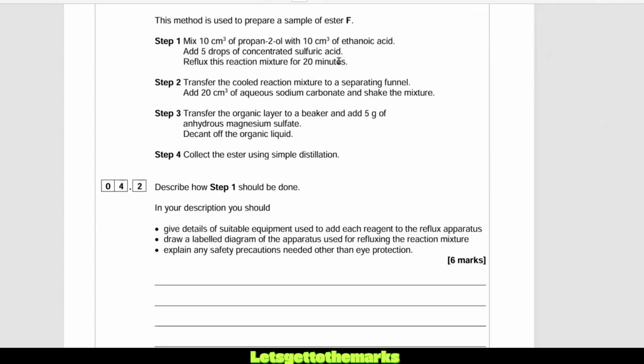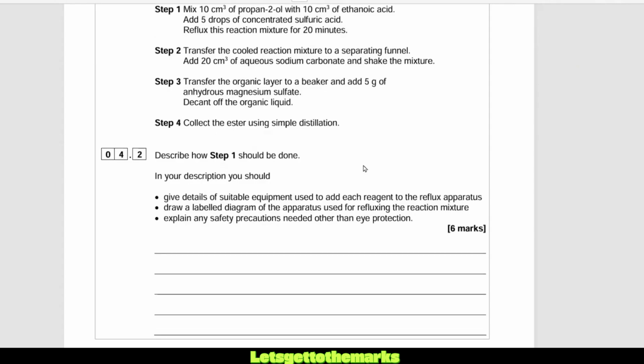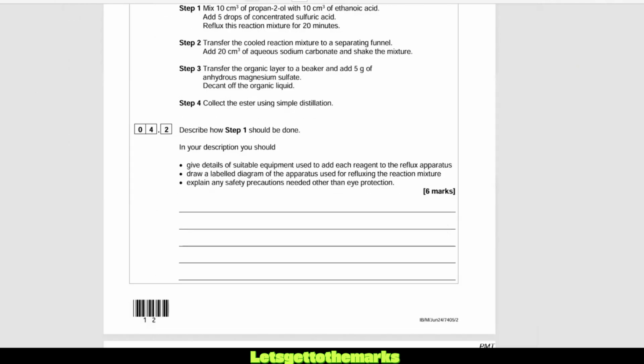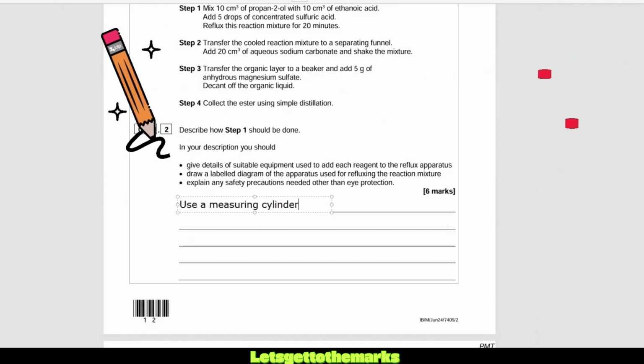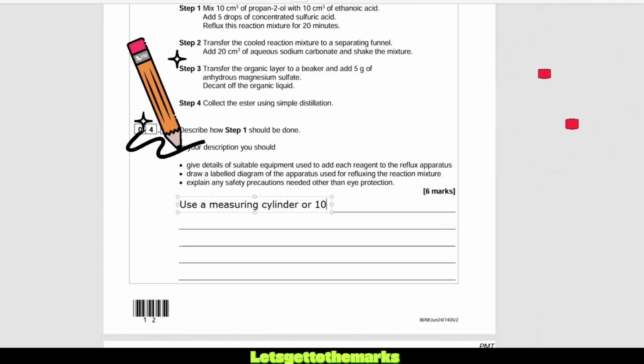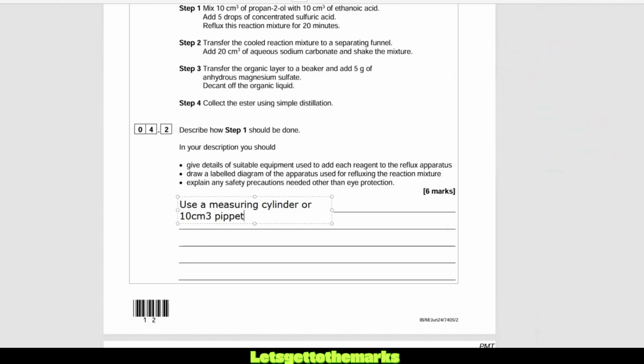4.2, describe how step 1 should be done. In your description, you should include details of suitable equipment used to add each reagent to the reflux apparatus. Draw a labeled diagram of the apparatus used for refluxing the reaction mixture and explain any safety precautions needed other than eye protection. Pause the video, have a go. Right, I'm going to go through the answers for you. It's a 6 marker, so I'm now going to go through everything you need to get those 6 marks.